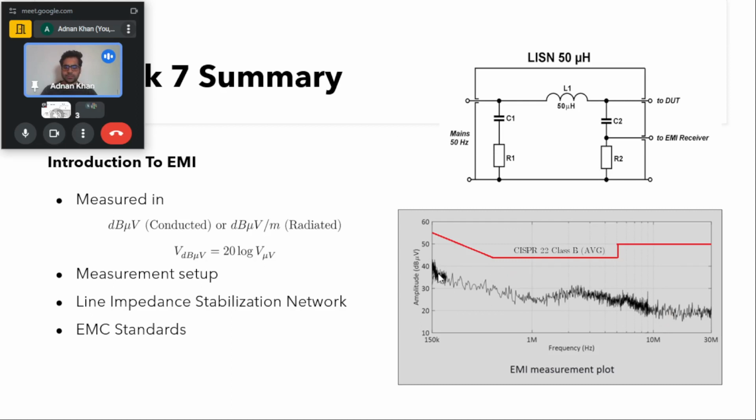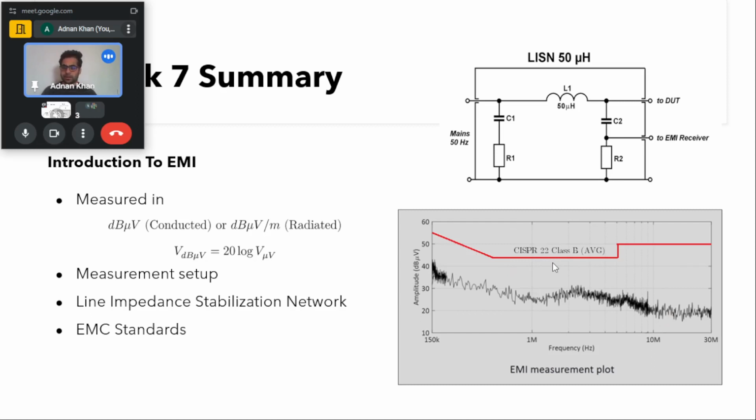So here you can see the EMI measurement plot for a device that is put on the test on the license. On the x-axis we have the frequency, and we have the amplitude in decibel per microvolt. You can see for the different frequencies how this waveform varies on the spectrum analyzer. Usually you can see this by this red line.